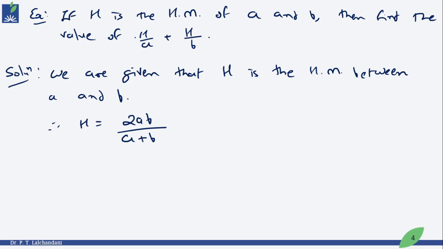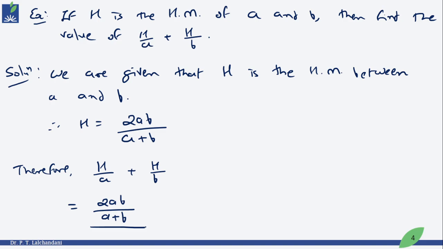Now what is the question? To find the value of h by a plus h by b. So let us see. h upon a plus h upon b is equal to, instead of h we will use this formula, twice ab divided by a plus b, whole divided by a, plus again h, which is twice ab divided by a plus b, whole divided by b. Okay, so let us simplify this.